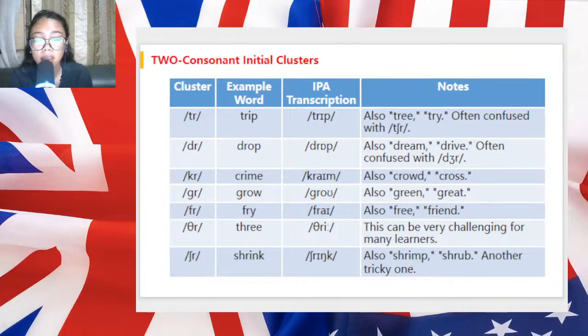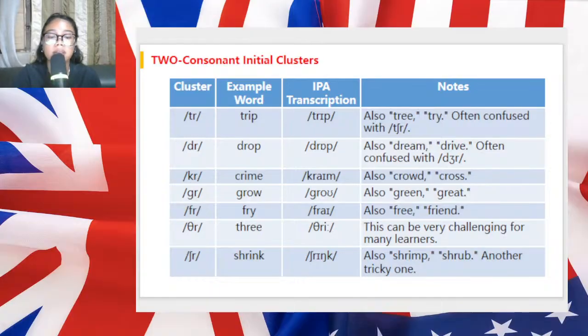Okay, say trip, tree. Try with me. Try to say trip, tree, and try with me. We're aiming for that distinctive blend. Okay, trip, tree, try. Trip, tree, trip, tree, try, trip. Okay? Alright.